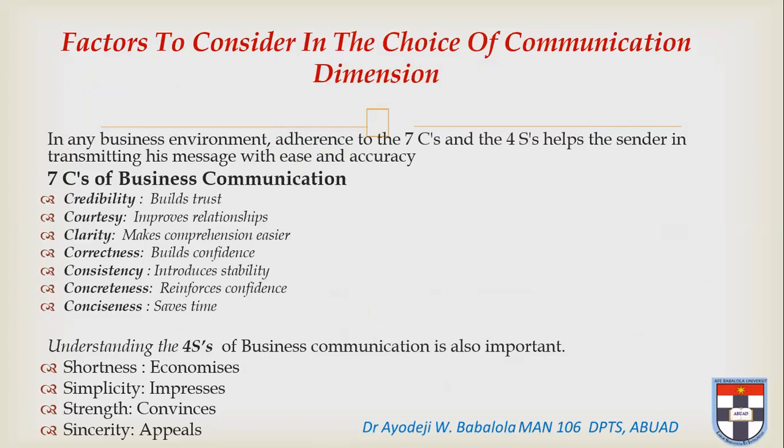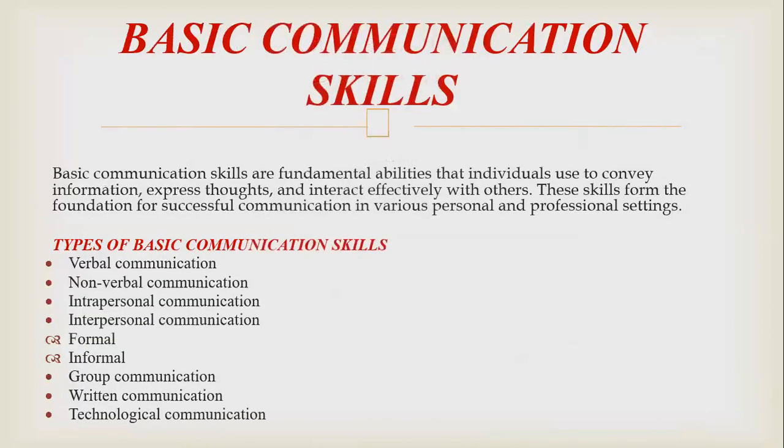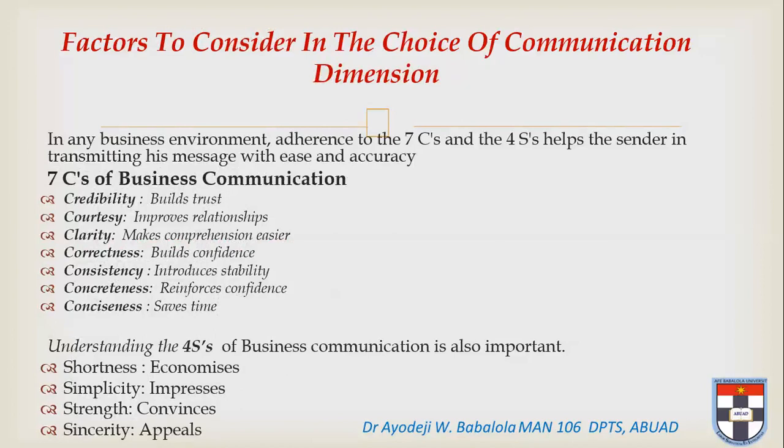So the first is credibility. Second, courtesy. Third, clarity. Fourth, correctness. Fifth, consistency. Sixth, concreteness. Seventh, conciseness. The 4 S's of business communication are: one, shortness; two, simplicity; three, strength; and four, sincerity. So we have the 7 C's and 4 S's of business communication.